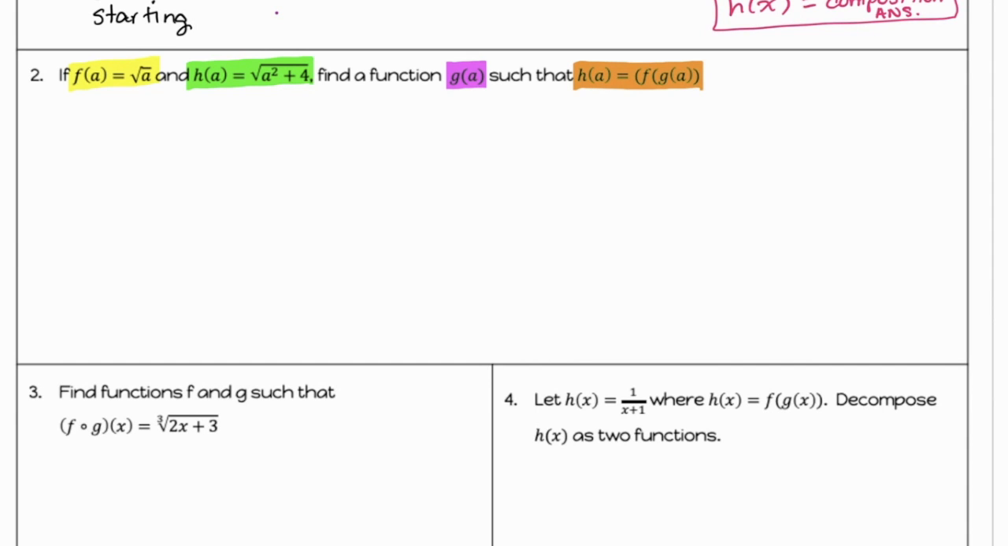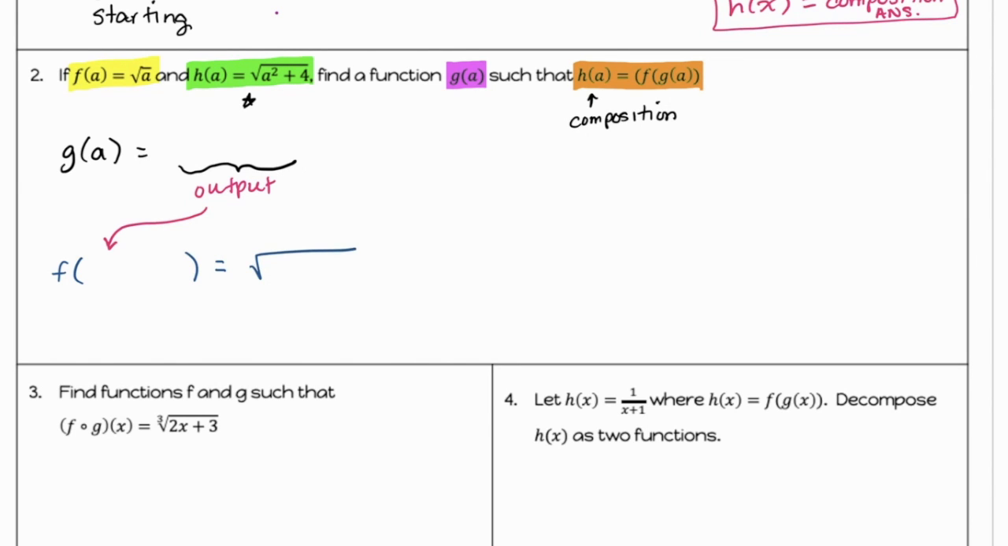So here is my composition piece. H of a. Where is h of a? Right here. So this is the last thing that occurred. If I'm following the flow of the composition, I start off with g of a. Some output happens. Whatever that output was is my input for my f function, giving me my answer of h of a, which is square root of a squared plus 4. That's my composition answer.